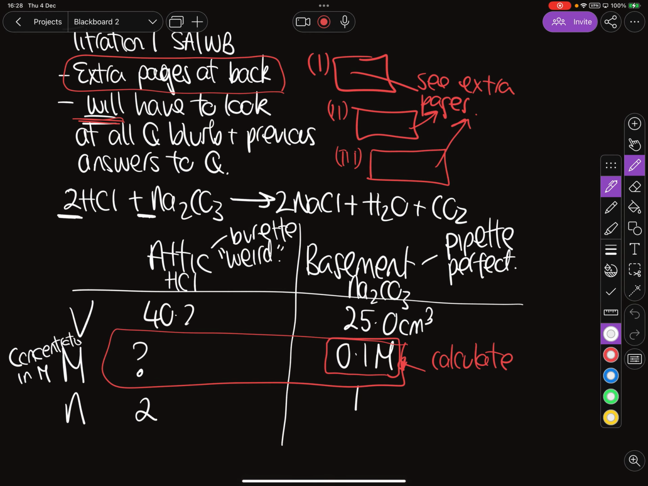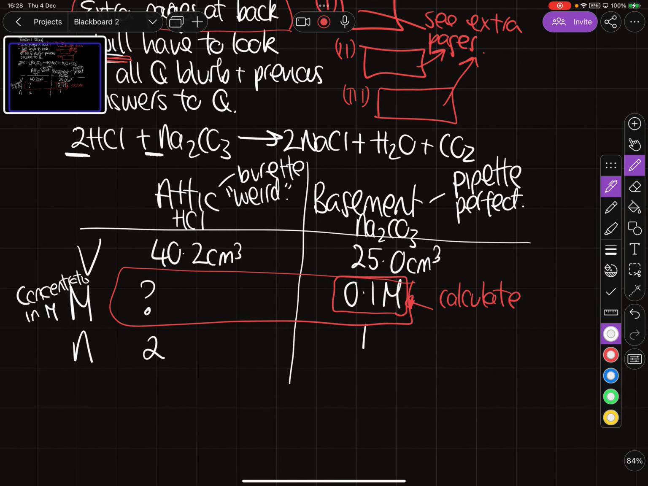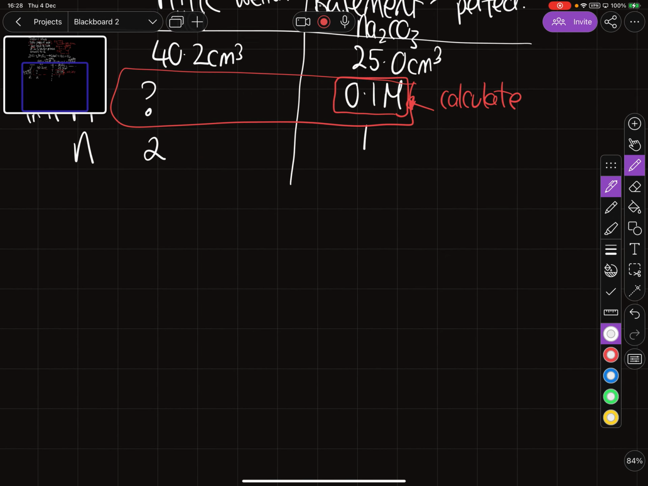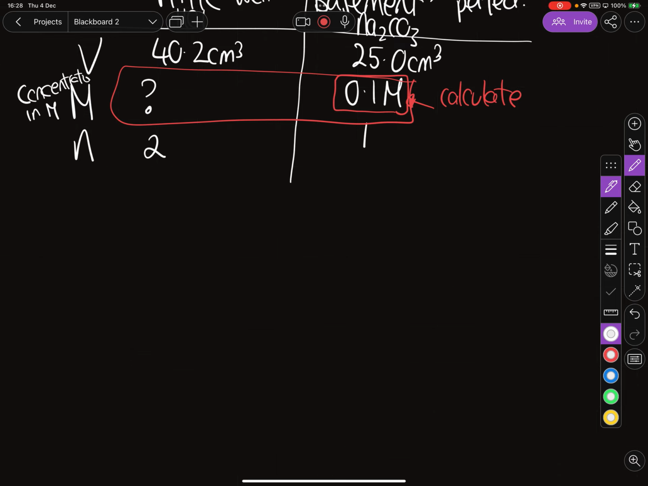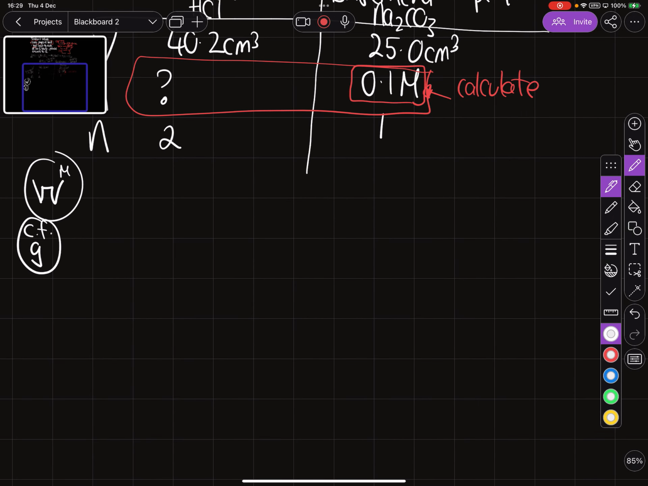When we did this, we had 40.2 centimetres cubed. Okay, at this point now, we're going to this W. The point of the next two pieces of maths is this W, which is going to give us a big M value, and we're going to do a conversion factor for grams. So they are our two big pieces of maths that we're going to do.